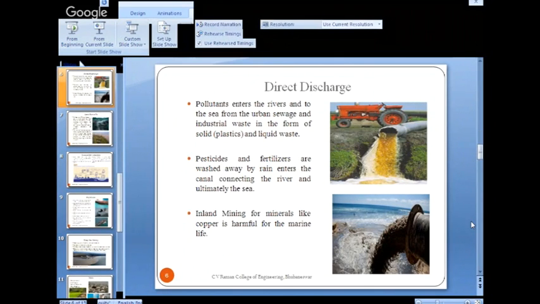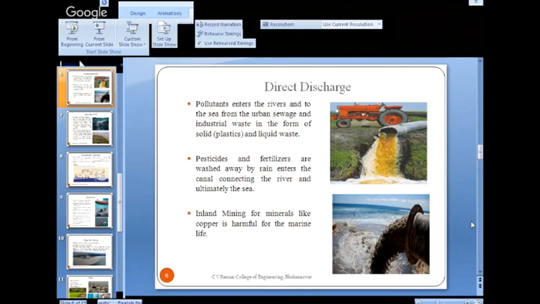First, coming to the direct discharge. As the name suggests, the waste particles or different types of waste liquids are directly discharged into the water bodies, like pollutants entering into rivers or sea from urban sewage or from industrial waste, in the form of solids, as we dump plastics, and also in liquid form, as you can see from the figure given here. Generally near the coastal areas where industries, hotels and restaurants are situated, all the waste particles coming from these are connected through a drain, and that leads to it.